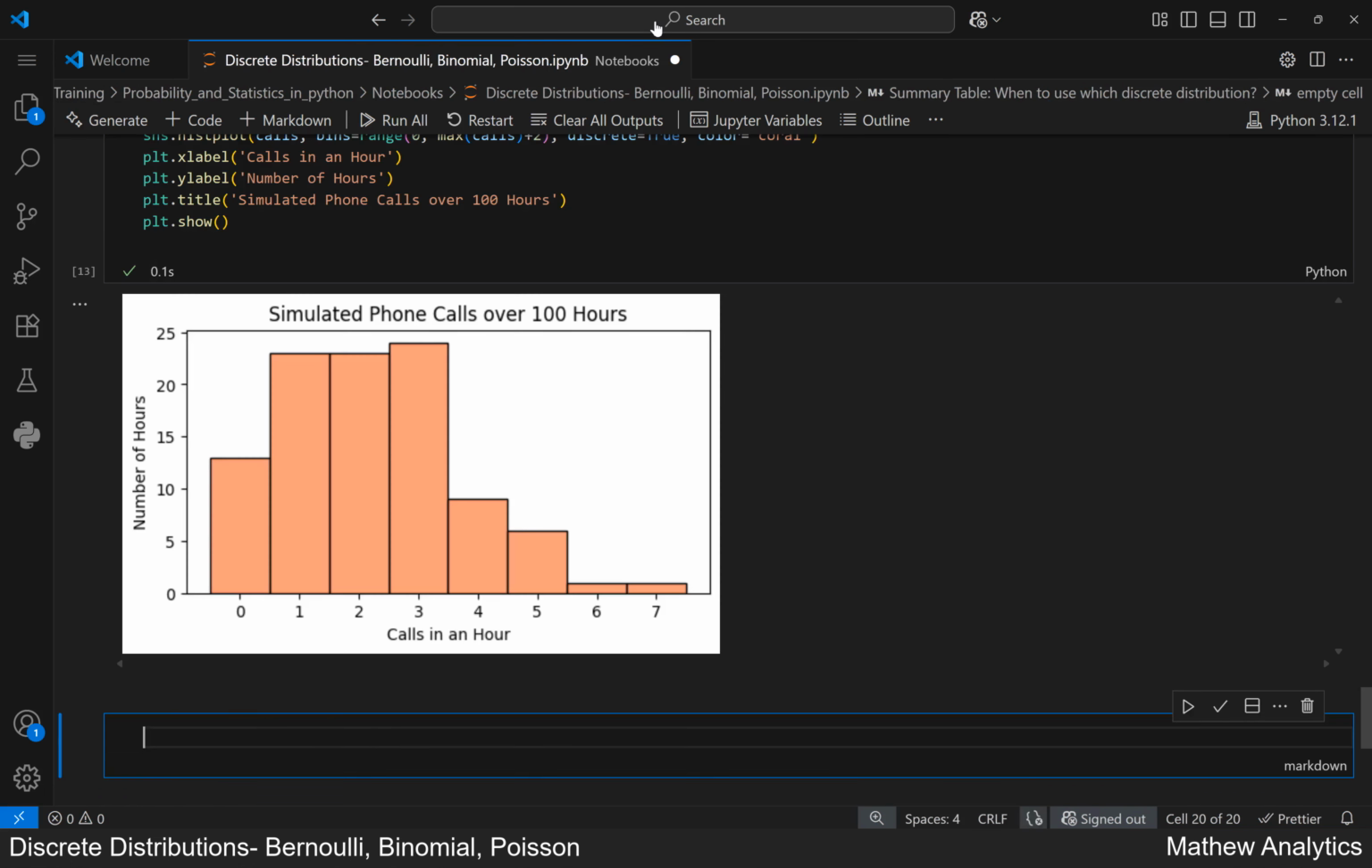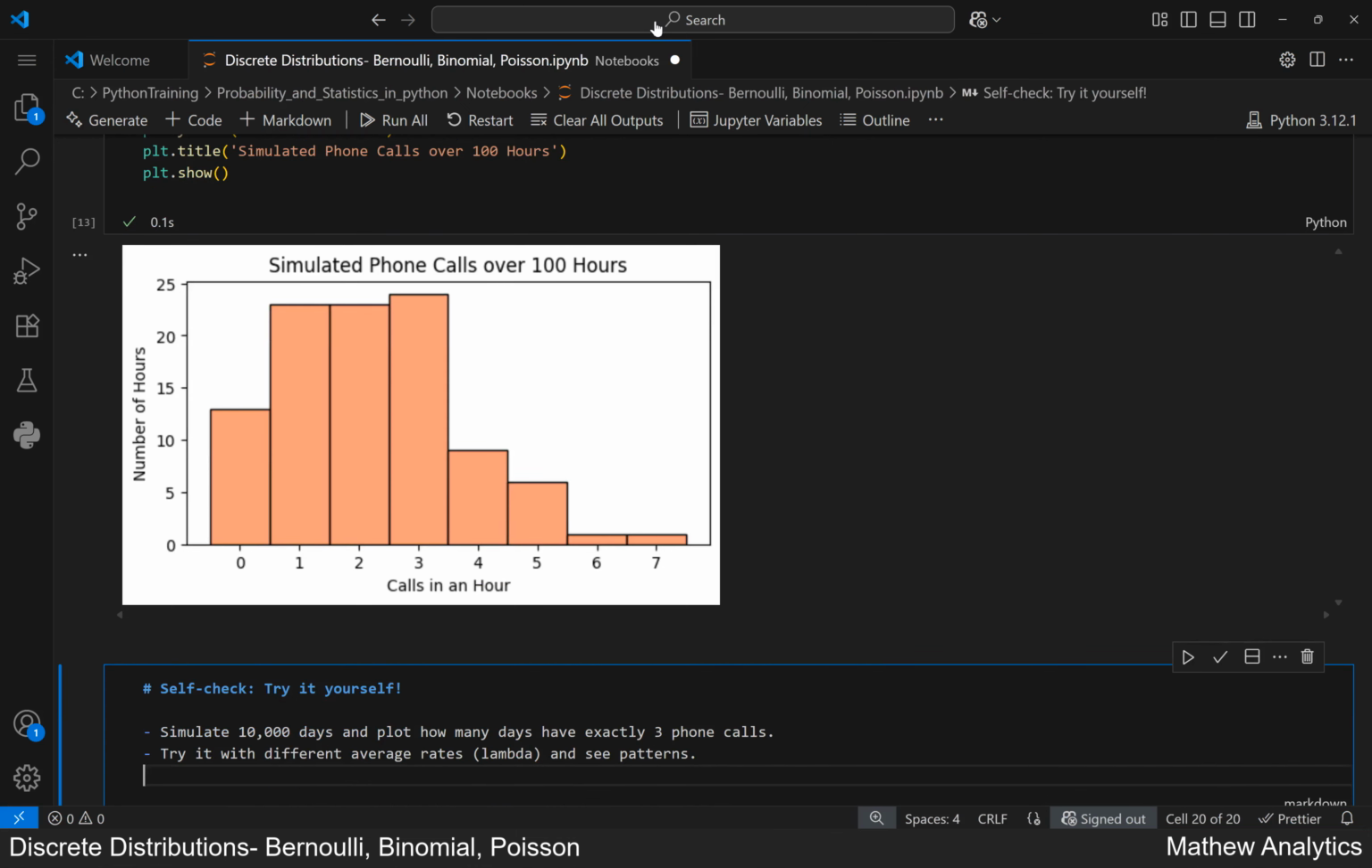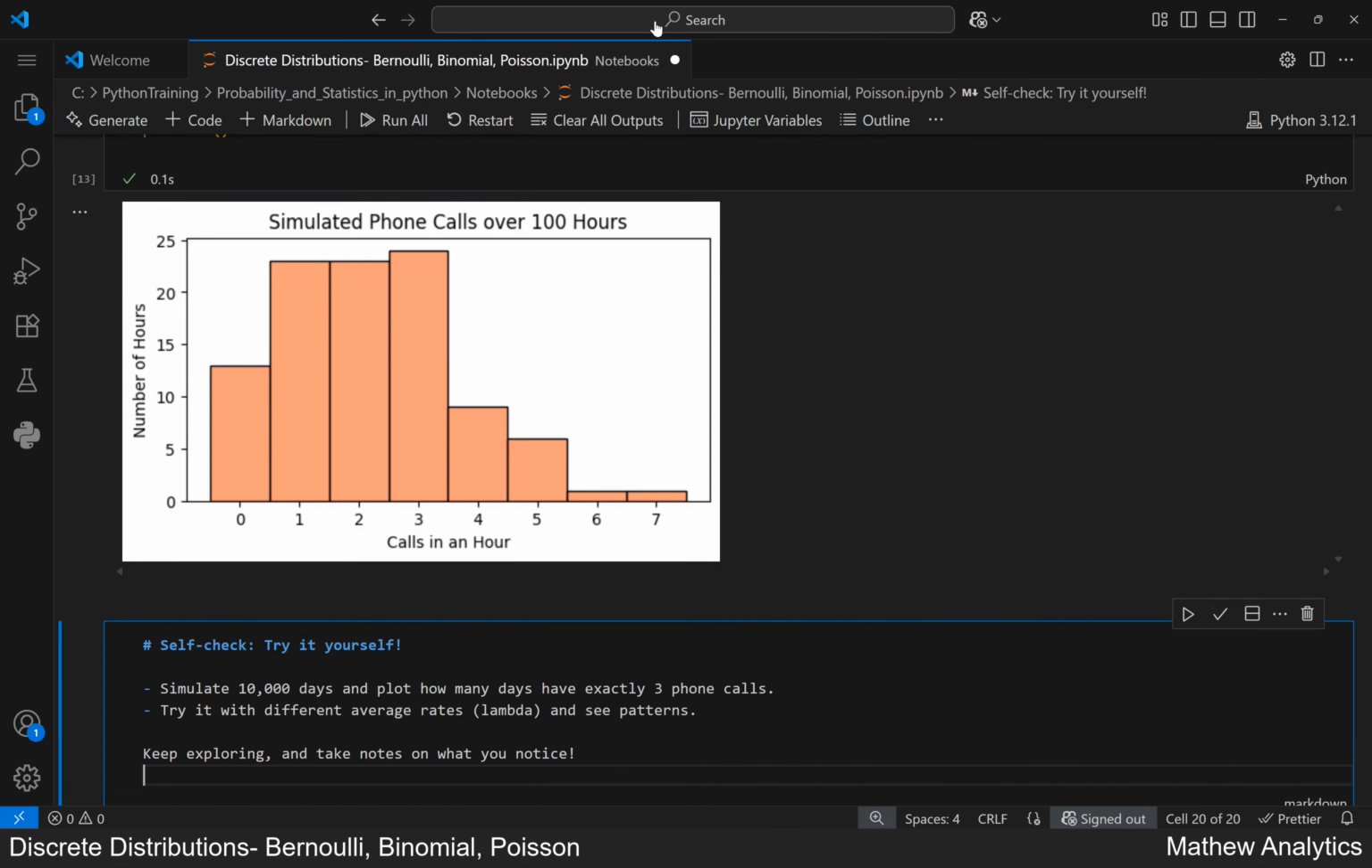Self-check, try it yourself. Simulate 10,000 days and plot how many days have exactly 3 phone calls. Try it with different average rates, lambda, and see patterns. Keep exploring, and take notes on what you notice. Running the cell now.